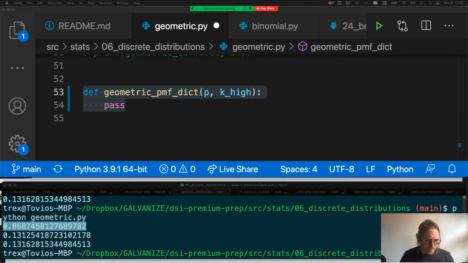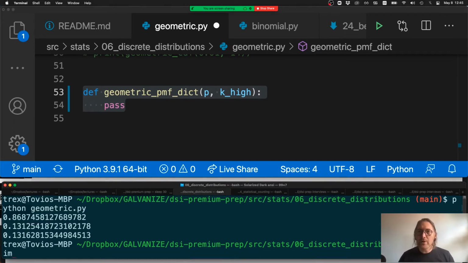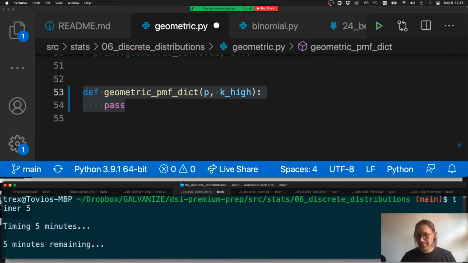And I'll put 5 minutes on a timer. And yeah, see if you can code that up. This is like the archetypal kind of thing that we're going to ask you to code up.